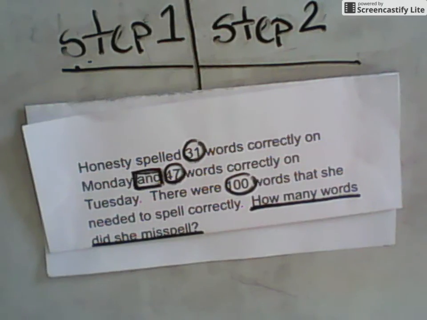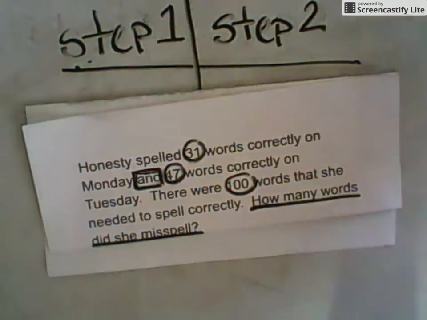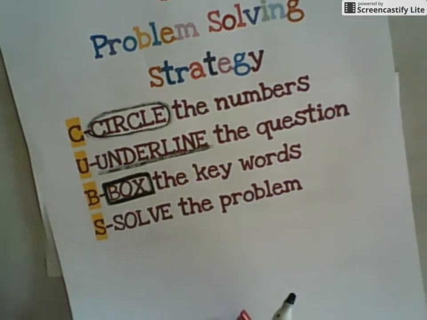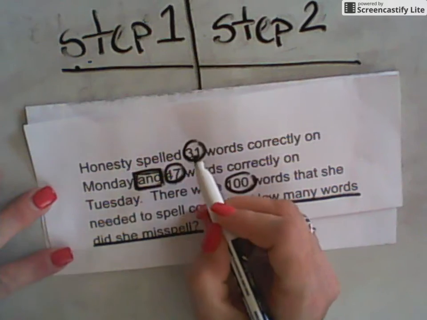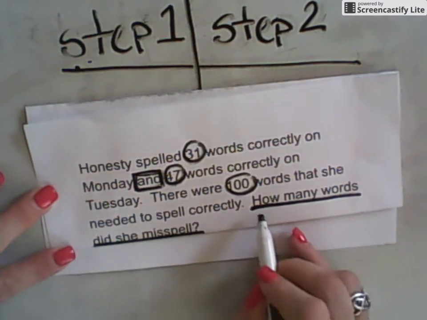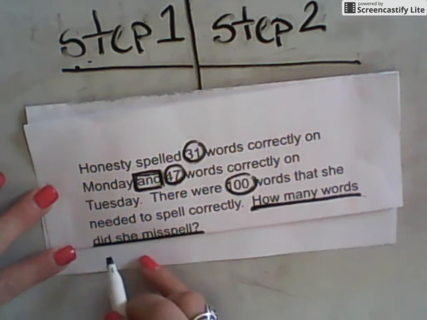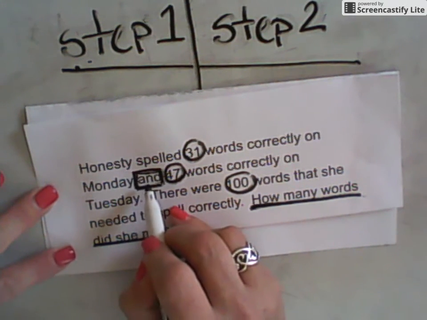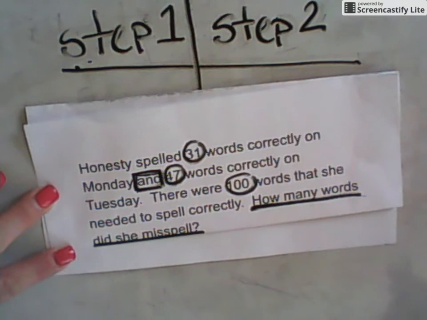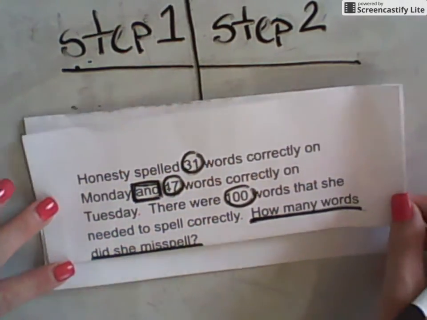During my second read-through, I'm going to use this Cubs strategy. This is where this comes in. I'm going to circle the important numbers. I'm going to underline the question when I read it. I'll box the keywords. I found the keyword and here. And means I should add. Add usually tells me that I need to add them. And then finally I'll solve. So let me do that now.